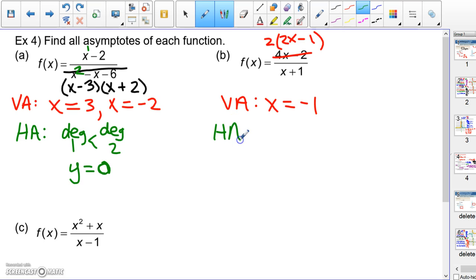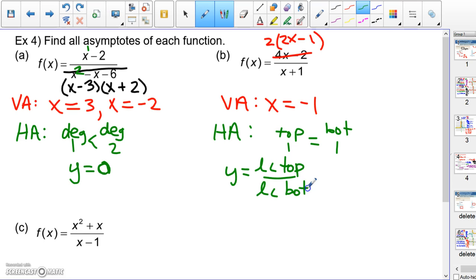Horizontal asymptote. So degree of the top is 1, and bottom is also 1. So you look back at your rules. If the degree of the top equals the degree of the bottom, then we have a horizontal asymptote at the leading coefficient of the top divided by the leading coefficient of the bottom. So the leading coefficient of the top is 4, and the leading coefficient of the bottom is 1, so we're looking at y equals 4. There's a horizontal asymptote at y equals 4.